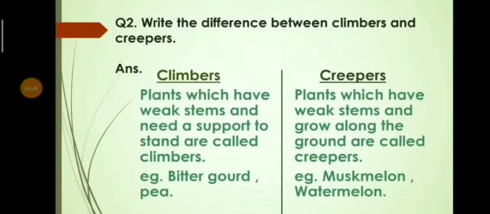Write the difference between climbers and creepers. Climbers. Plants which have weak stems and need a support to stand are called climbers. Example, bitter gourd and pea. Creepers. Plants which have weak stems and grow along the ground are called creepers. Example, muskmelon, watermelon.